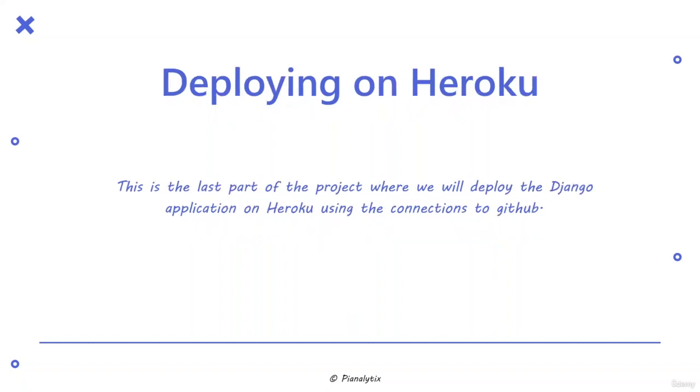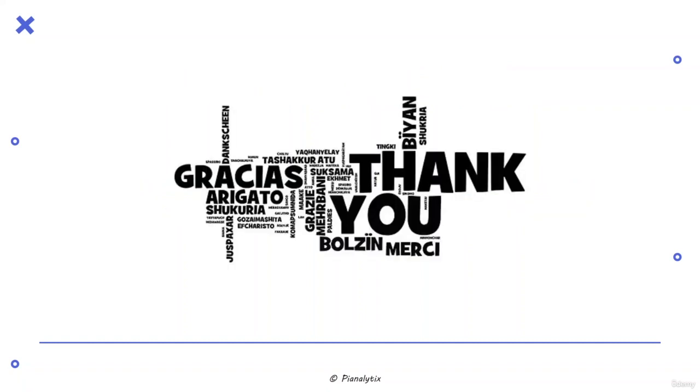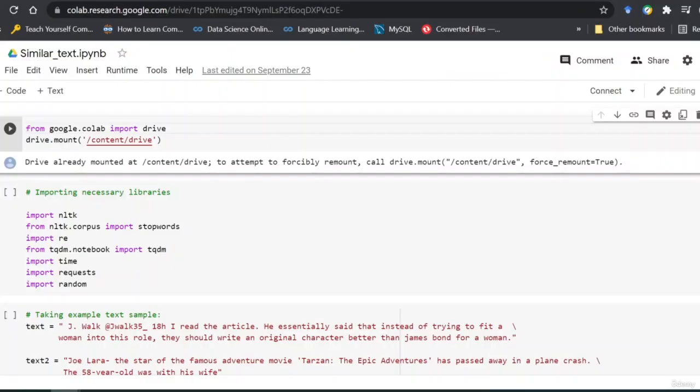Now this is the last part of the project where we will be deploying the Django application on Heroku using the connections to GitHub. So now we can just move on to the first part, that was building the similarity model. So this is the first part of our project where we are going to build the similarity model, right?